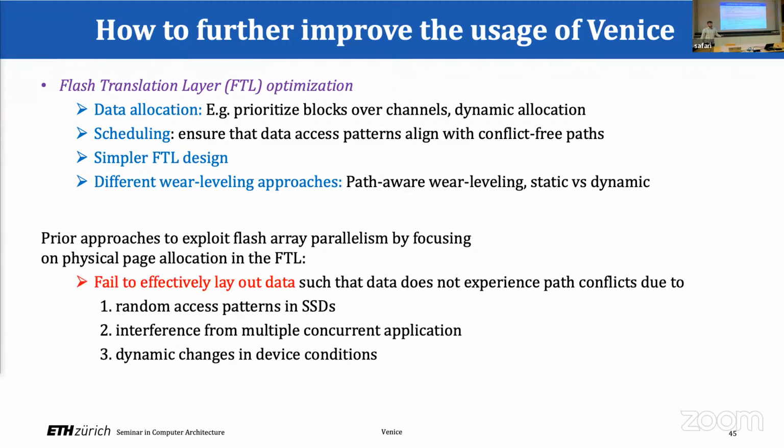There has been some prior research on how to exploit flash array parallelism by focusing on physical page allocation. Obviously not together with Venice, but the result showed that it failed to lay out data so that requests do not experience path conflicts, mainly because of the random access patterns of SSDs, interference of multiple concurrent applications, and dynamic changes in device conditions.